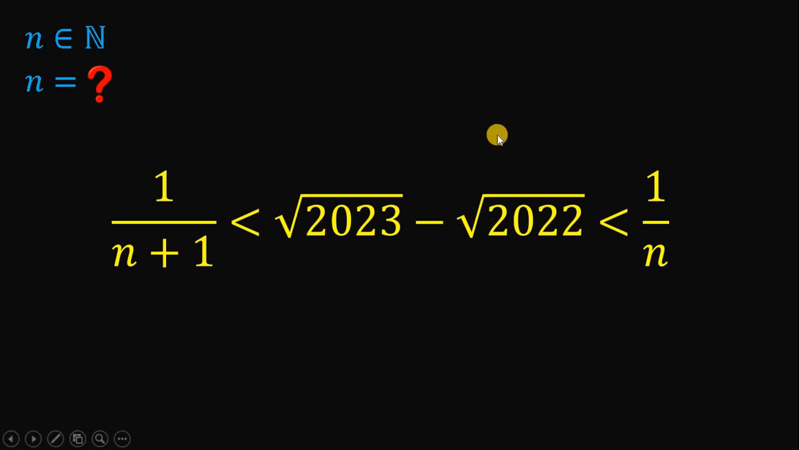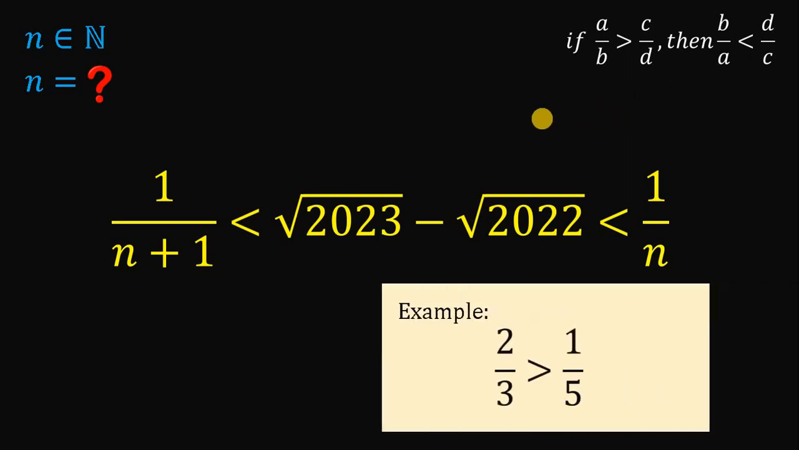Now, to answer this question, we will use this identity. If we have a over b that is greater than c over d, then b over a must be less than d over c. This is also known as the change of sense property.